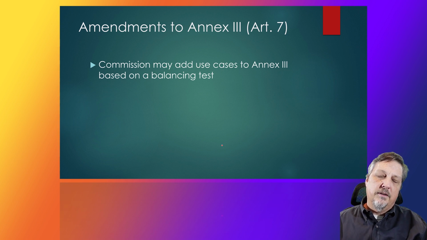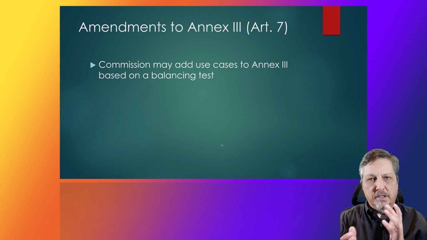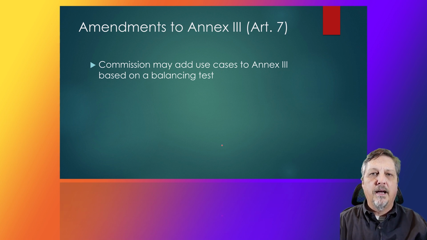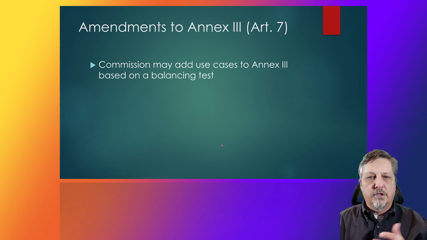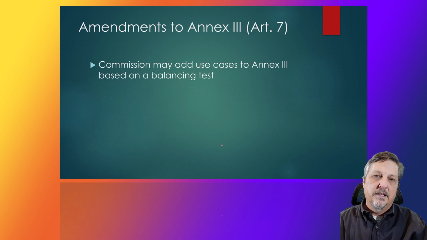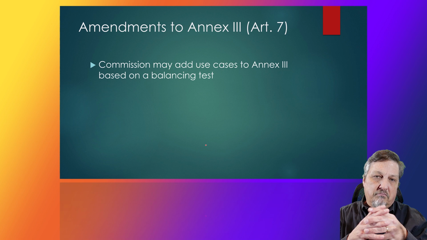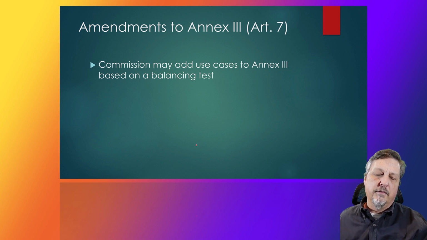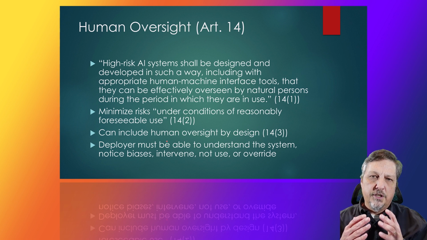Finally, in Article 7, there is a provision for amending Annex 3. And there's some lengthy text here about a balancing test that the European Commission can apply. But what it's basically saying is that the Commission can, at its own initiative, add categories of things to Annex 3 as a balancing test warrants that. Now, once something is determined to be high risk, as noted, a number of regulatory requirements kick in, and the one we're going to focus on right now is in Article 14, which is human oversight.